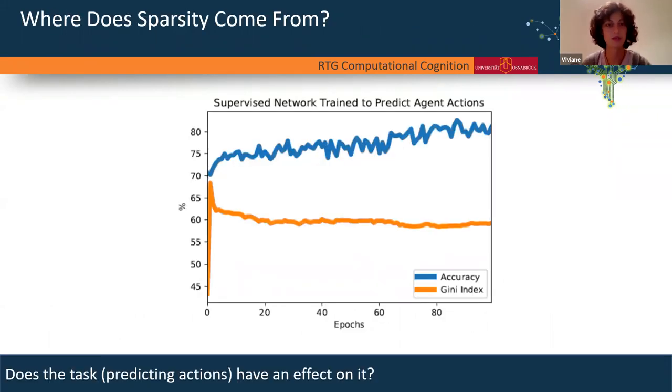So the question is, where does the sparsity come from? First I tested if it is just because of the task. Because I'm predicting actions, maybe predicting actions is a certain kind of task that enforces this. So to test it, I trained a supervised network to predict the agent's actions. It learns to predict the actions, but the Gini index, which I use to measure sparsity, doesn't increase. I don't know if you're familiar with the Gini index, but a Gini index of 0 is basically the lowest sparsity, and 1 is the highest sparsity, or 100%. So it doesn't seem to be the task of predicting actions.